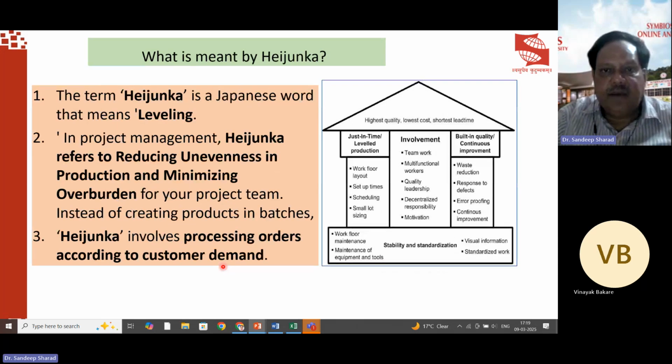What is meant by Heijunka? The term Heijunka is a Japanese word meaning leveling. In project management, Heijunka refers to reducing the unevenness in production and minimizing the overburden for your project team, instead of creating the products in batches. Heijunka involves processing orders according to customer demand.